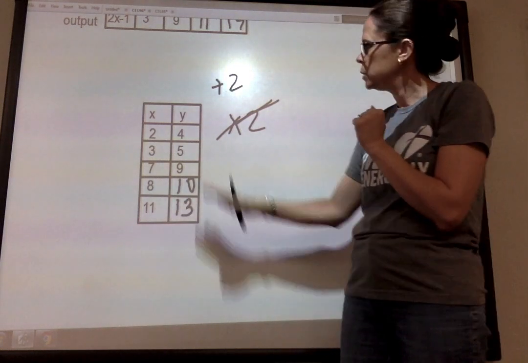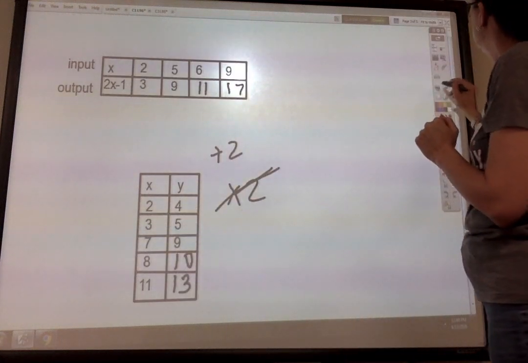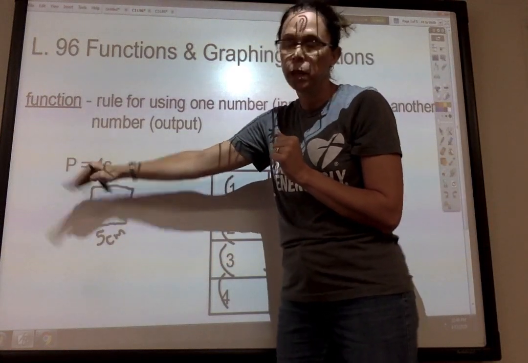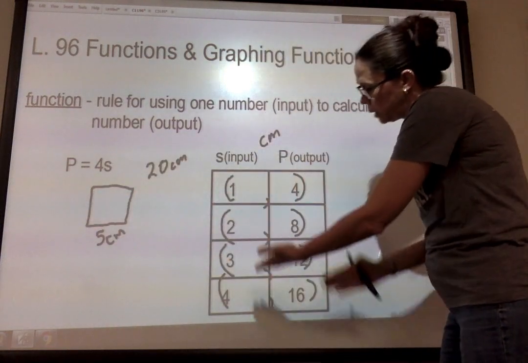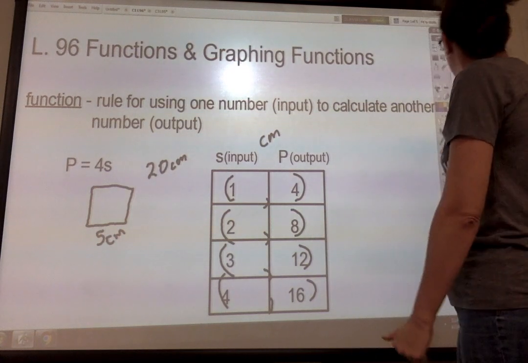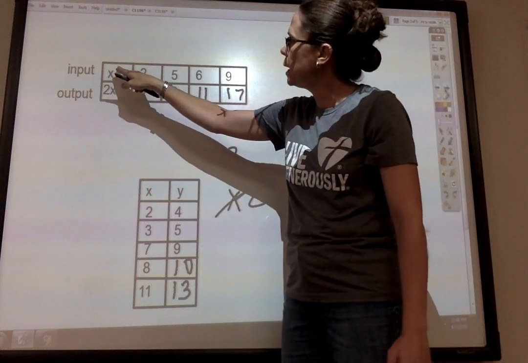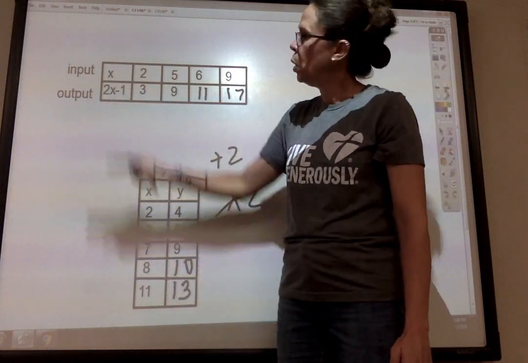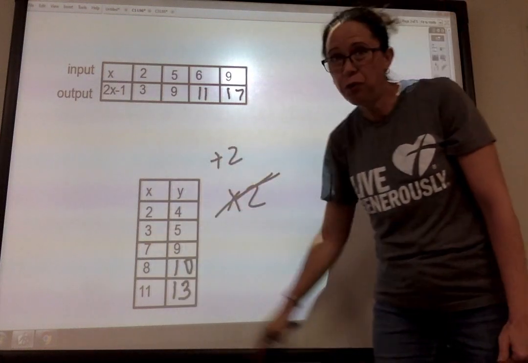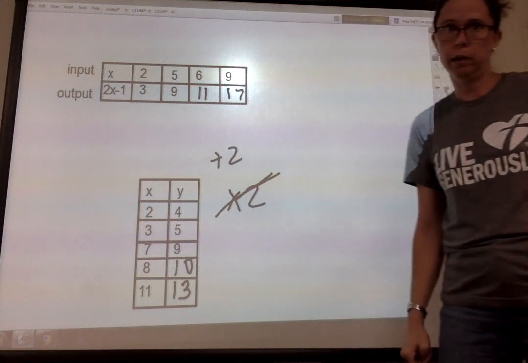Okay? So sometimes we are given the function rule. Sometimes we are given a function table with missing numbers. Sometimes we are given what to do to x to get y, what to do to our input to get the output, and sometimes we've got to figure out how to get from our input to our output.